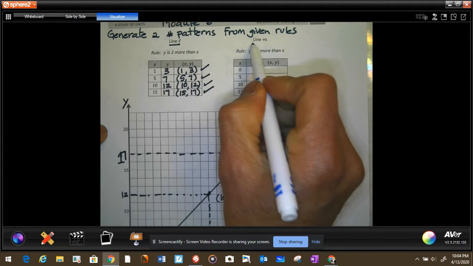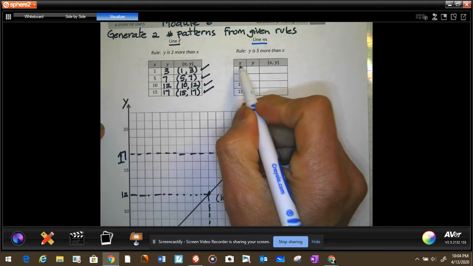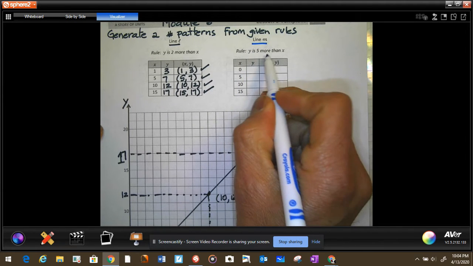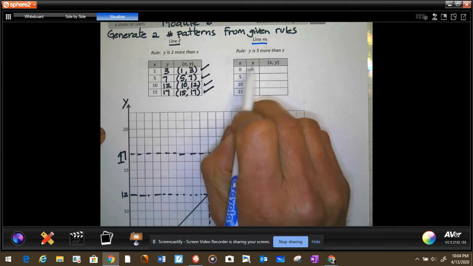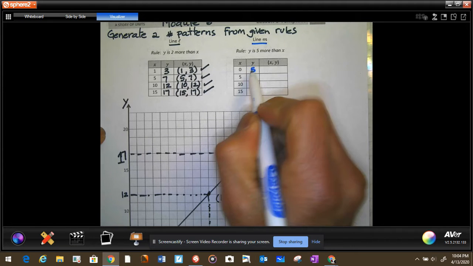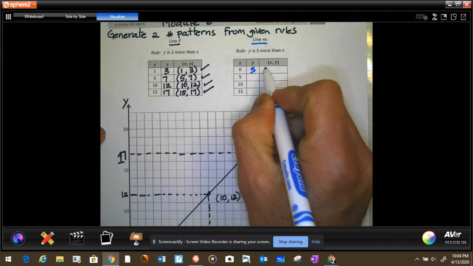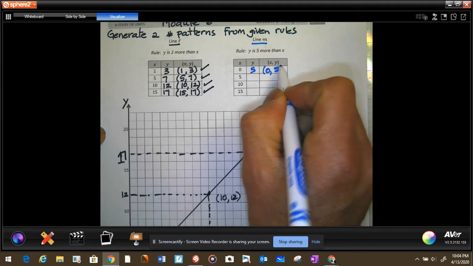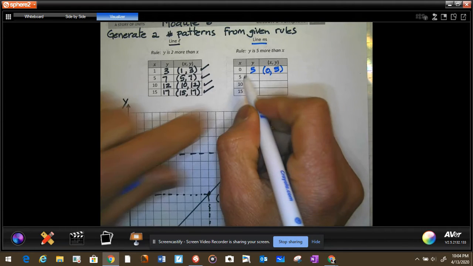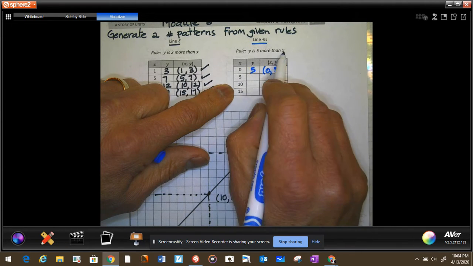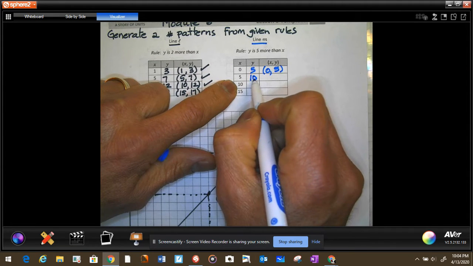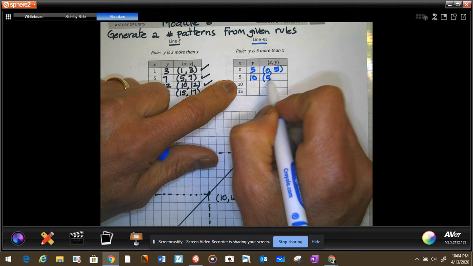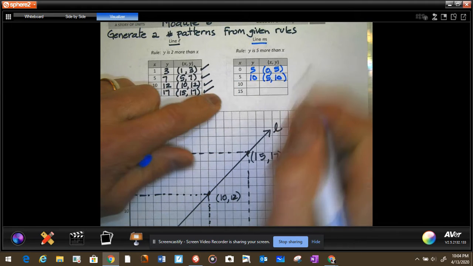Okay, now let's look at the next rule. We're going to create line M. The next rule says y is 5 more than x. So if x is 0, y has to be 5 more. So 0 plus 5 equals 5. And that's our first set of coordinate pairs. Again, the rule is y is 5 more than x. So if x is 5, then 5 more would make y 10. So the second pair of coordinates is 5 and 10.